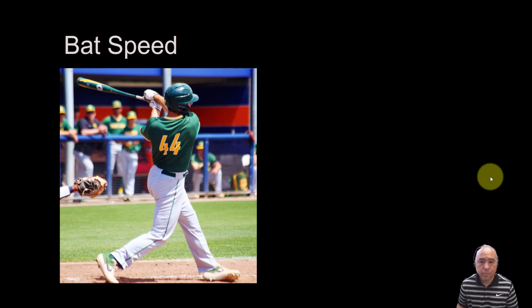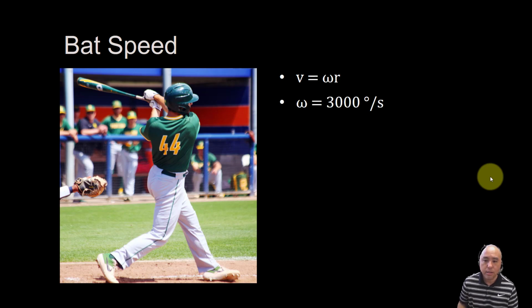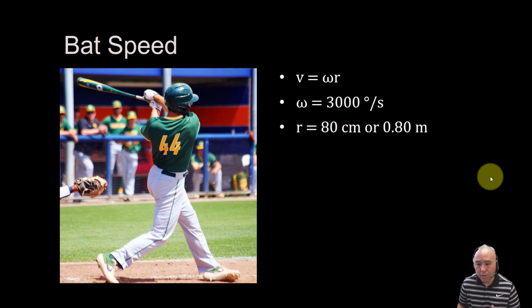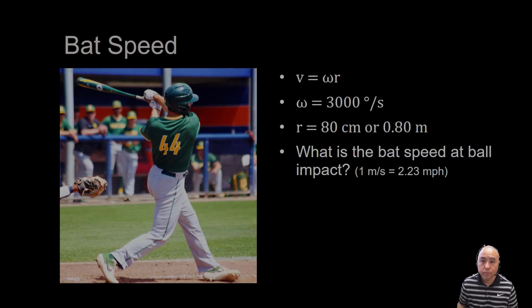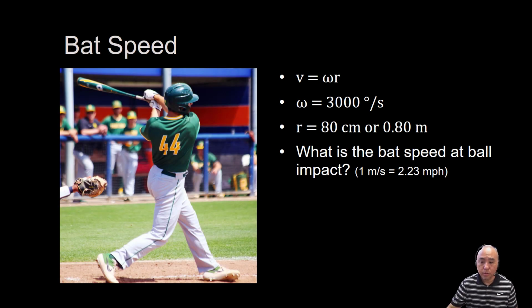So let's take a look at bat speed, and I want you to give this a shot. If, for example, this batter here is swinging at a fastball and makes contact at an angular velocity of 3,000 degrees per second, and the distance between his longitudinal axis of rotation and the sweet spot of the bat is 0.8 meters or 80 centimeters, what is the bat speed at ball impact? Give it a shot. Good. You should have gotten something close to either 93 or 94 miles per hour.